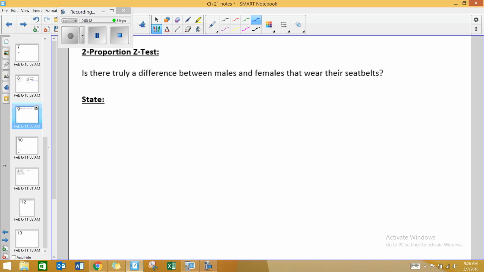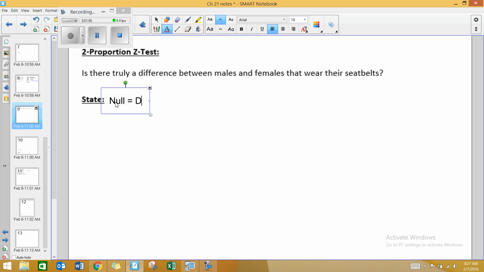So if I want to answer the question, is there truly a difference between males and females that wear their seatbelts? I want to state a null and an alternative. We saw on the last Frappy, just stating a null and the alternative hypotheses gets you that point. And so we want to pick up that point while we can.